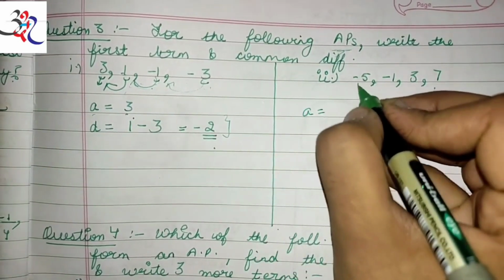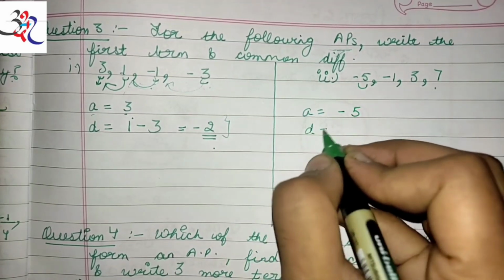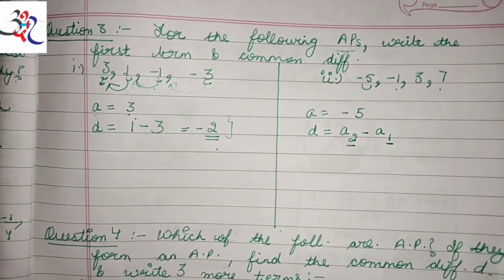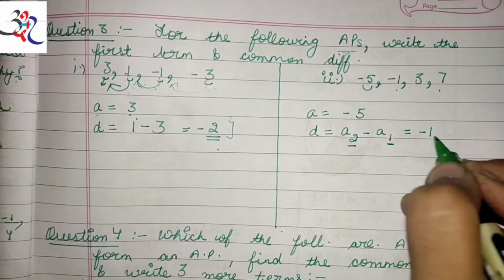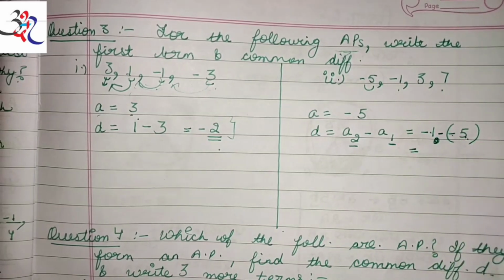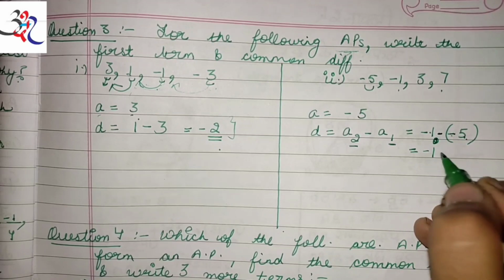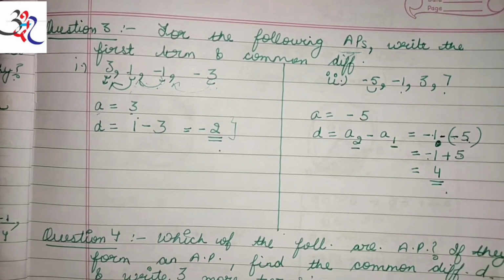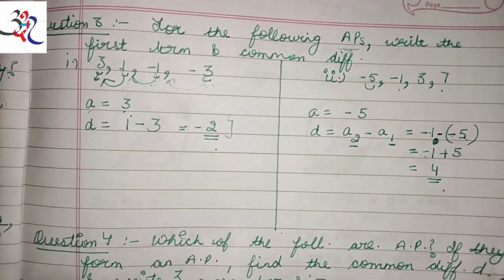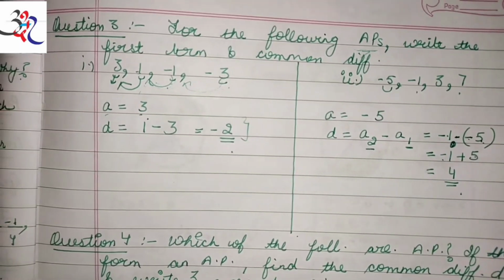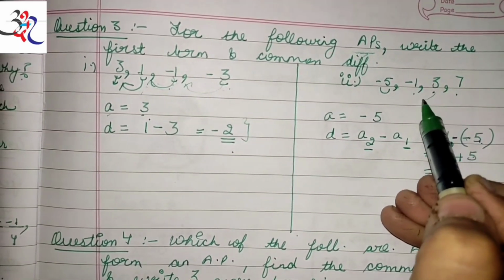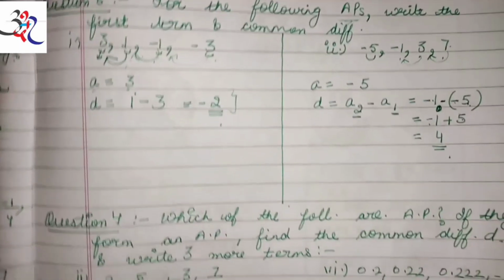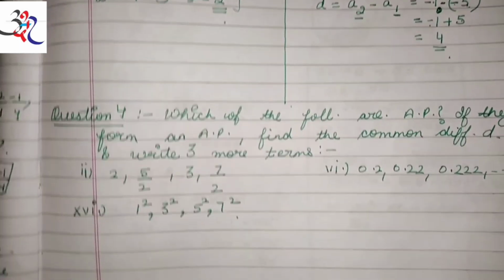Okay. So next, again, A is equal to minus 5 and D is equal to what? D is equal to the difference between the second term and the first term, which is equal to minus 1 minus of minus 5. So my answer will be minus 1, minus and minus will become plus 5. So my answer will be plus 4. Okay. You can take any term in your exam for finding the common difference. You can also subtract the second term from the third term. You can also subtract the third term from the fourth term. It doesn't matter, your common difference will always be the same.